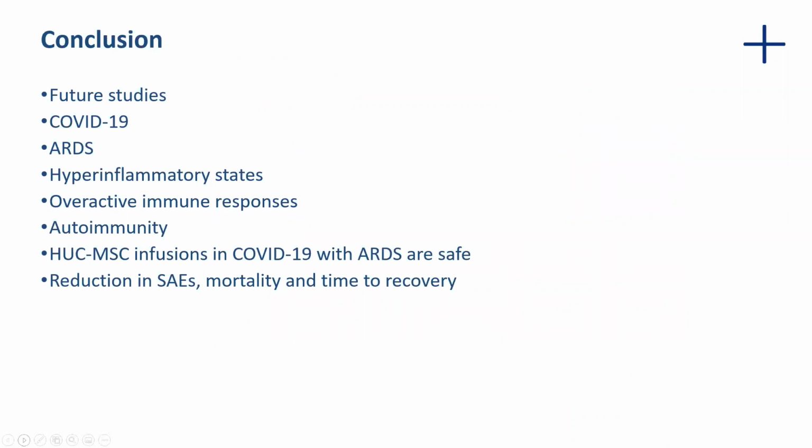So in conclusion, the observations made in this study could be of assistance for future studies in the field of COVID-19, ARDS, hyperinflammatory states, and overreactive immune responses and autoimmunity. In addition, the preferential targeting of lung tissue after intravenous infusion could make umbilical cord mesenchymal stem cells particularly appealing for ARDS secondary to trauma or microbial infection.